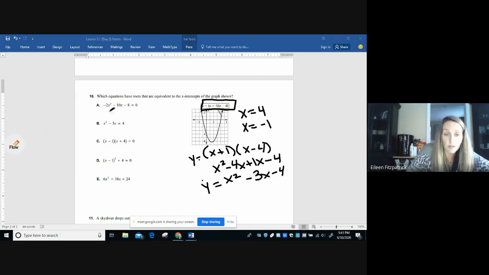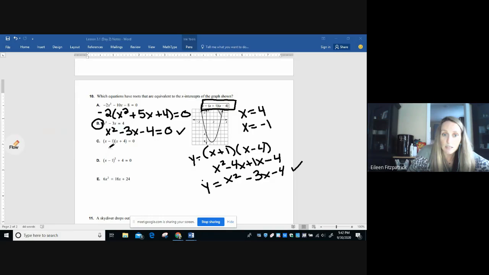So the first equation, there is a GCF that I should factor out first. The GCF is negative 2, and that would leave me with x squared plus 5x plus 4 equals 0, which does not match this one here. All right, this next one, let's set it equal to 0. So bring the 4 over. I have x squared minus 3x minus 4 equals 0. Does this match this one?